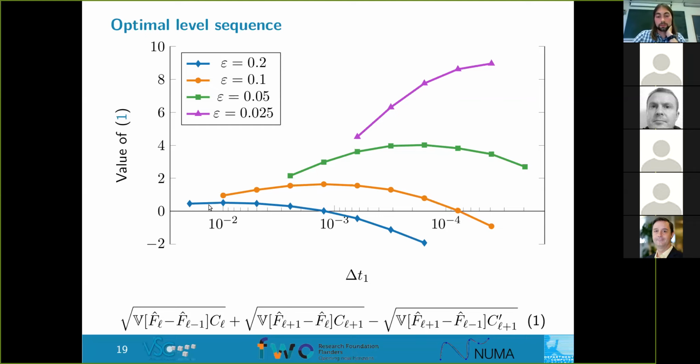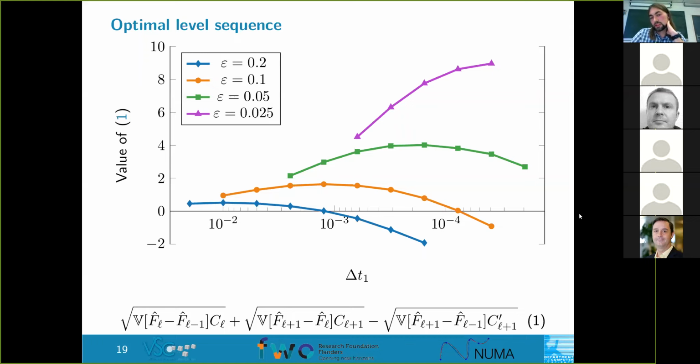So if this value is positive, it means that it's cheaper to reduce the time step, and that will save us in total simulation costs. If it's smaller, it means that we lose, or the simulation becomes more expensive if we keep refining or making time step 1 smaller. And for the different values of epsilon, indeed, what we see is that the rule of thumb seems to be 2 to 3 orders of magnitude smaller than epsilon squared. That's what we see on these first 2 curves.